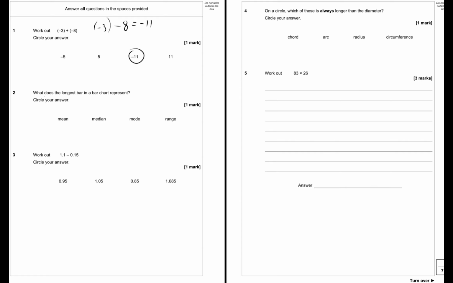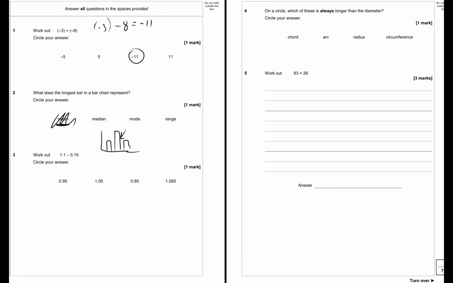Q2. What does the longest bar in a bar chart represent? Circle your answer. So let's imagine we have a bar chart like this, and we want to talk about the longest one, this one here. So what is this telling us? Okay, let's go through each one and try to work it out. So is it the mean? The mean is the average, isn't it? So that would mean we would be adding every bar together and dividing it by how many?